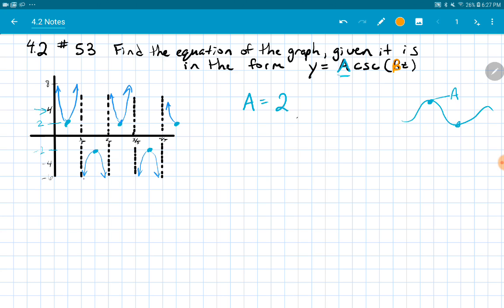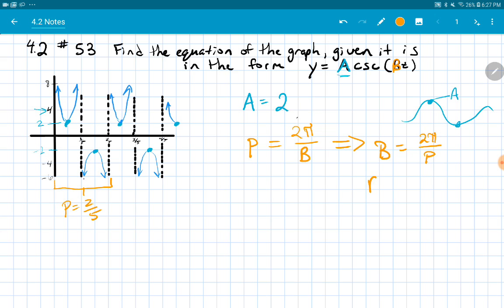we need to look at the period. So I know that the period is 2 pi divided by b, which implies that b equals 2 pi divided by the period. So let's look at what the period is. So I have one up and one down, and it looks like the period is 2/5.